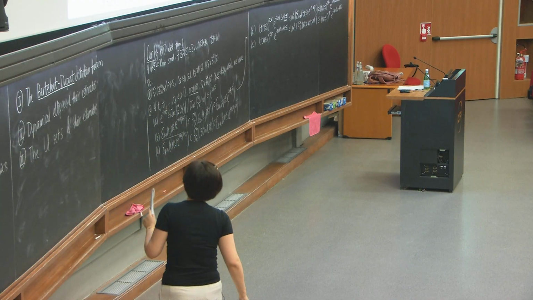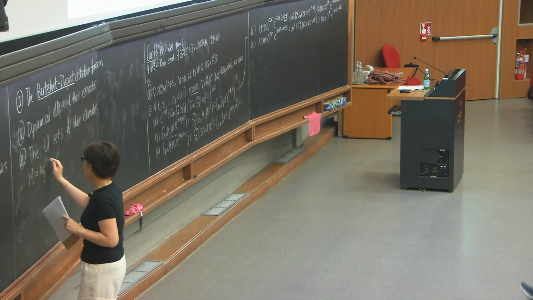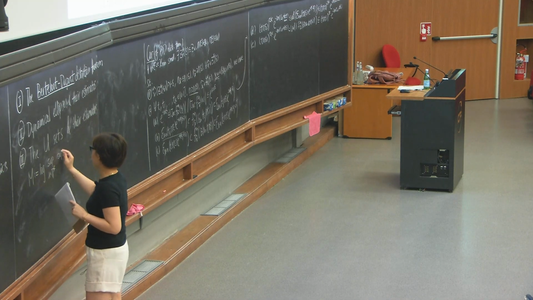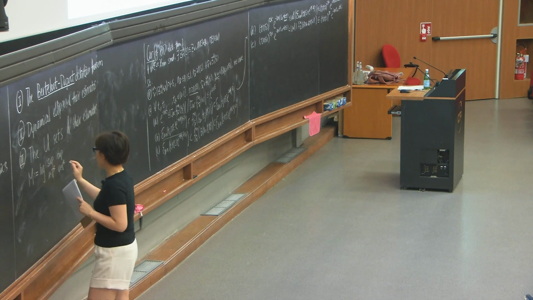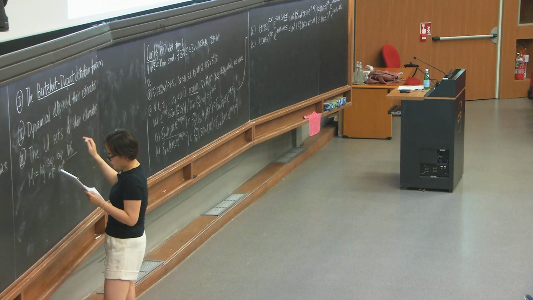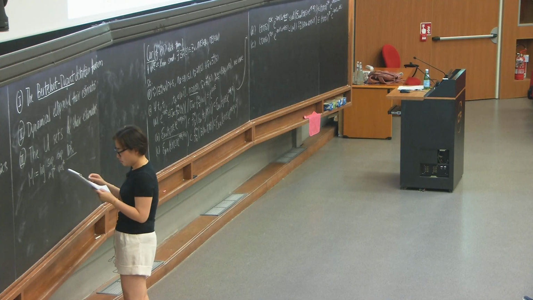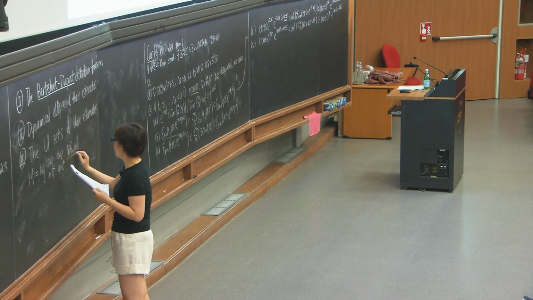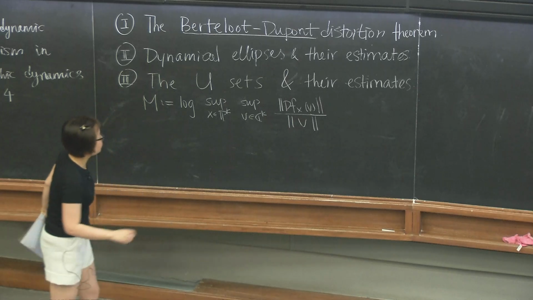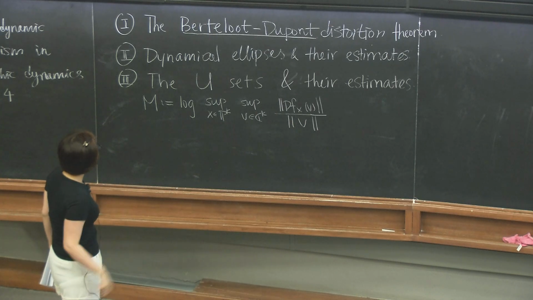Okay, so we first define a number, which is called M. So this is log of, you take the sup over all the points in the projective space, and all the tangent vectors, of the norm of the derivative. So it's like estimating how big the derivative is. So the norm of this vector divided by the norm of this vector. Okay, so this number is called M.